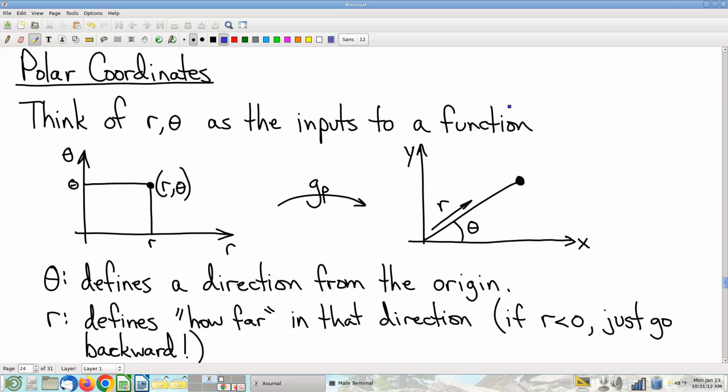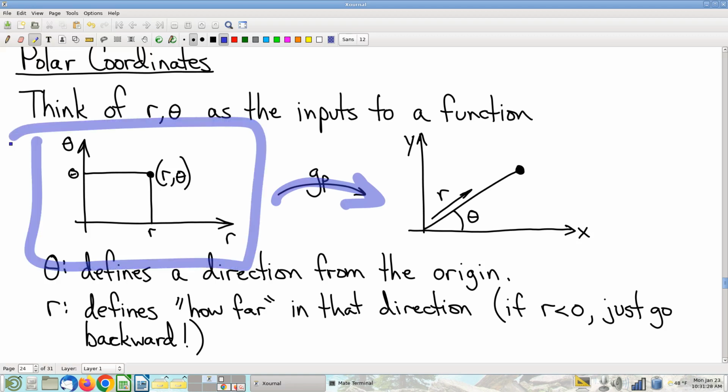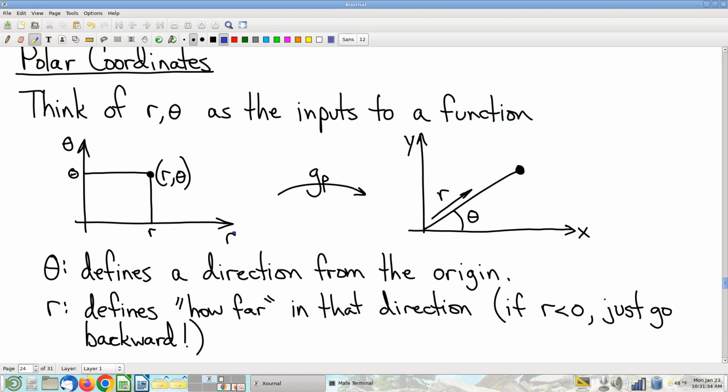Okay, so now some of you may have seen polar coordinates previously. I'm going to give you a slightly different point of view perhaps than you may have seen. I like to think of them as relating to a function, that there is a function from what I'm going to call the r theta plane into our usual xy plane, and think of the polar coordinates then as the inputs to this function. So if you give me an r and a theta, which you could think of, I suppose, as a point in the r theta plane.